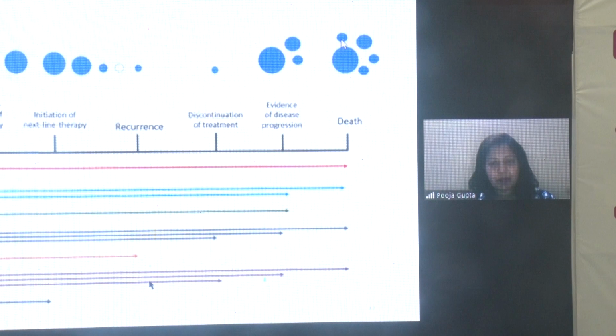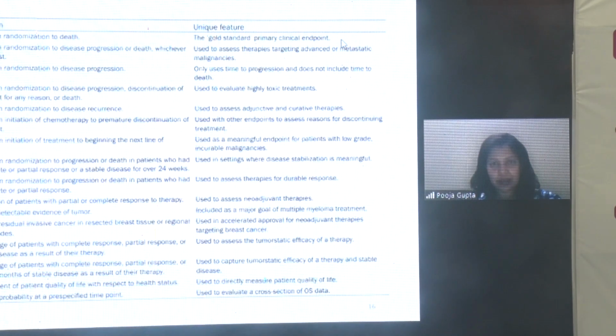Then time to treatment failure, and time to next treatment or time to first subsequent treatment, second subsequent treatment, and so on. So this list goes on increasing and complicates the selection process of the endpoint for a particular clinical trial. But ultimately overall survival and progression-free survival are the most frequently used endpoints for clinical trials.